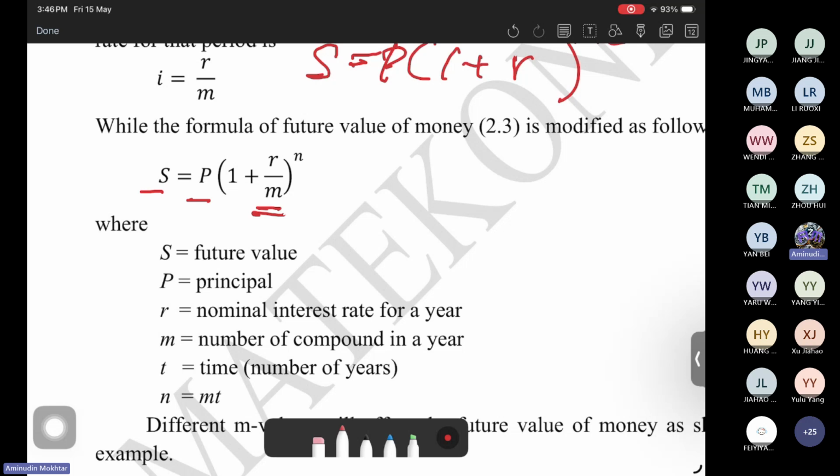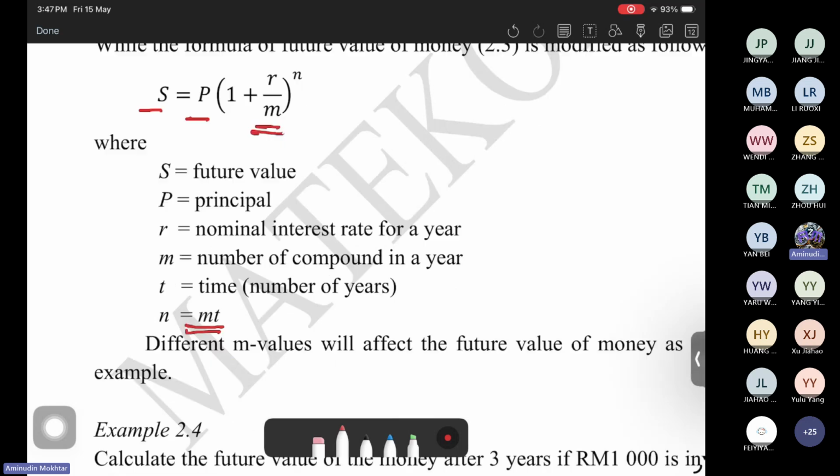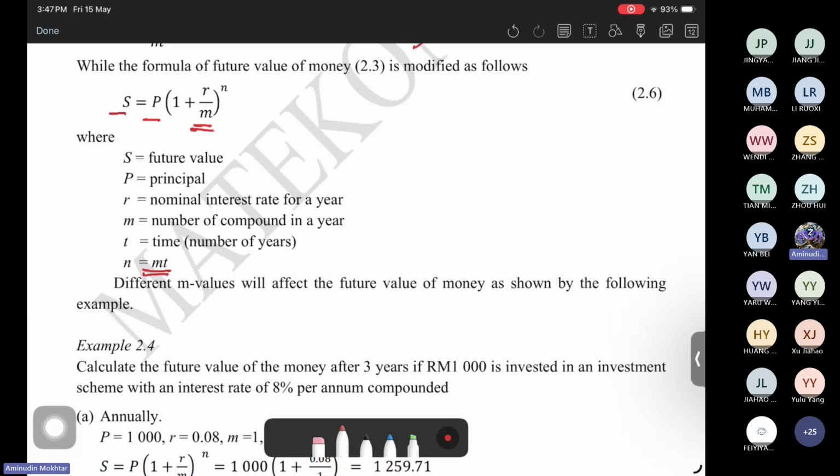Now we have n equal to m times t, number of compounds times number of years. In other words, if the interest rate is calculated 4 times per year, for 10 years, the number of compounds is 40 times, 4 times 10 equal to 40. So we also need to know the number of compounds for the whole period, which depends on the value of t. That's why we need to calculate n equal to m times t. The different value of m will affect the future value of money, as shown by the following example.